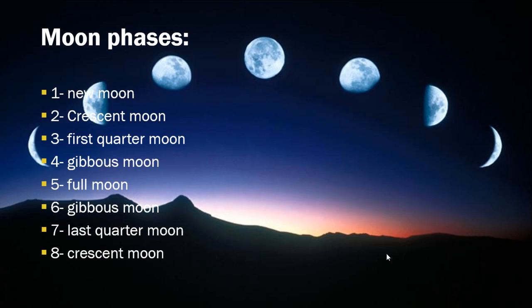What are the moon phases? The moon phases are new moon, crescent moon, first quarter moon, gibbous moon, full moon, gibbous moon again, last quarter moon, and the crescent. New moon, in which we cannot see any moon at all, and crescent moon, this is the crescent moon. First quarter moon, we can see the moon as a half circle, and gibbous moon, this is the gibbous moon, full moon, gibbous moon again, last quarter moon, crescent moon.